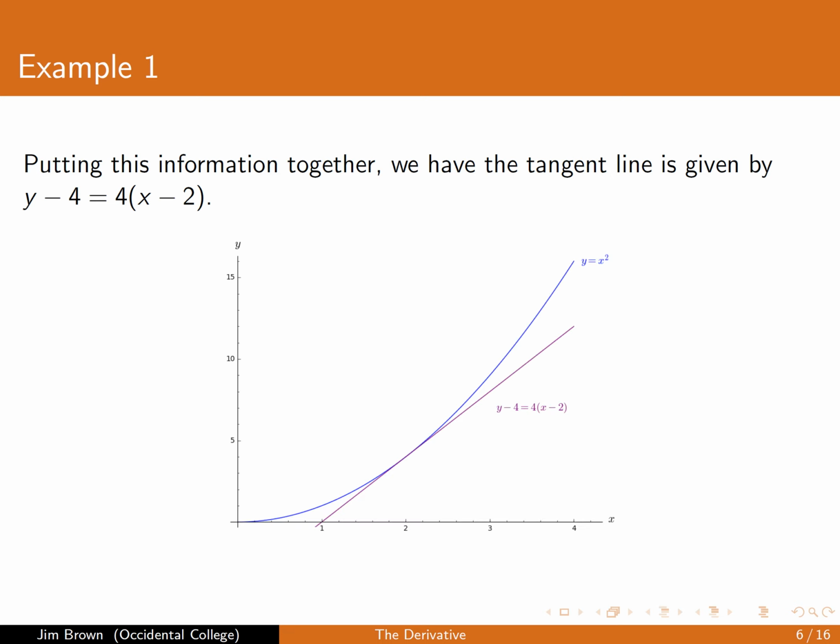And here's a picture of this. We have our graph y equals x squared there, and we can see if we go over to the point (2, 4), we have this tangent line, y minus 4 is equal to 4 times x minus 2, there in purple.